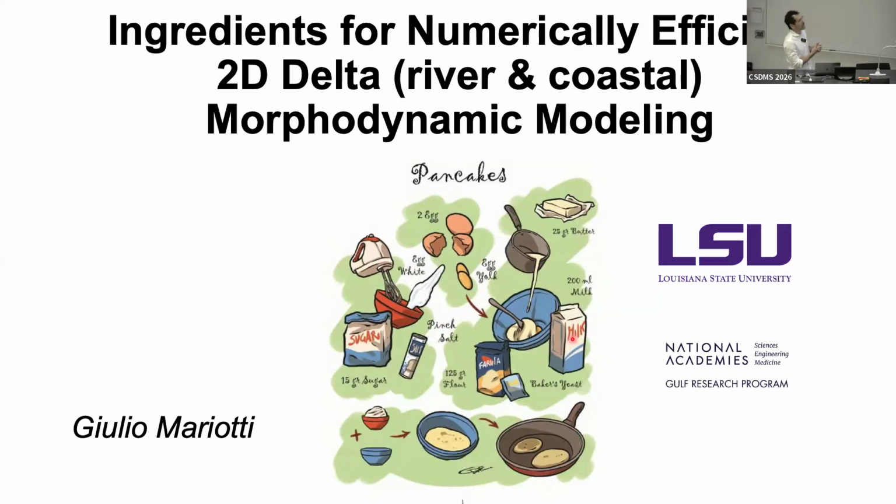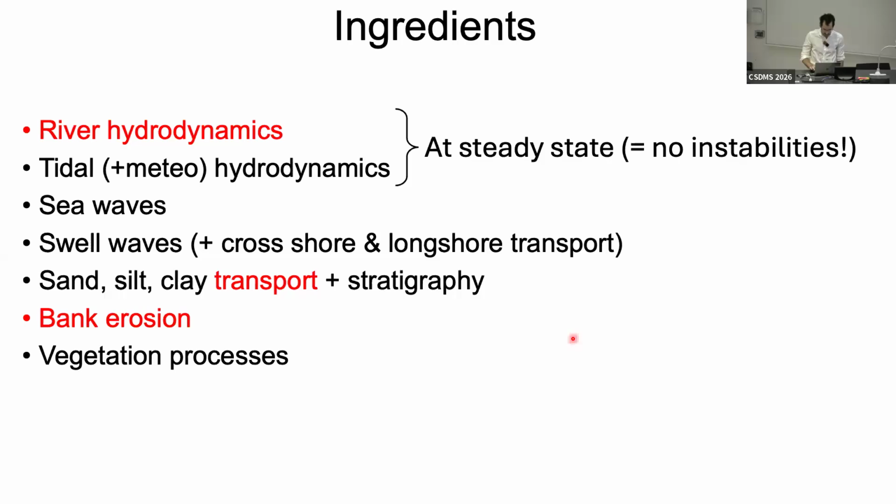And I use it to simulate the continuum from coastal morphodynamics to, as you will see, river morphodynamics, going to deltas, barrier islands, estuaries, and so forth. This is just a very short list of some of the things that are in there. Mostly we'll have river hydrodynamics, tidal hydrodynamics, waves, transport of sand, silt and clay, bank erosion, and vegetation processes. I'm going to emphasize in red how I did those in a smart way.